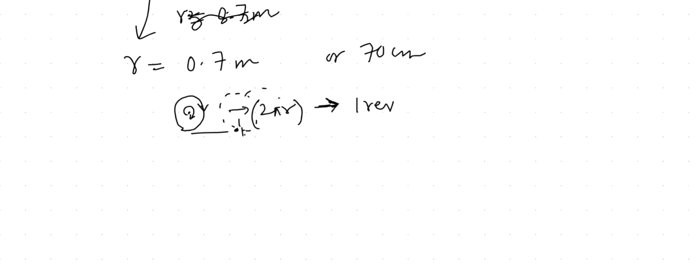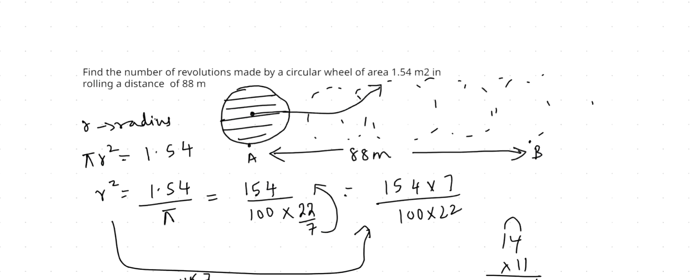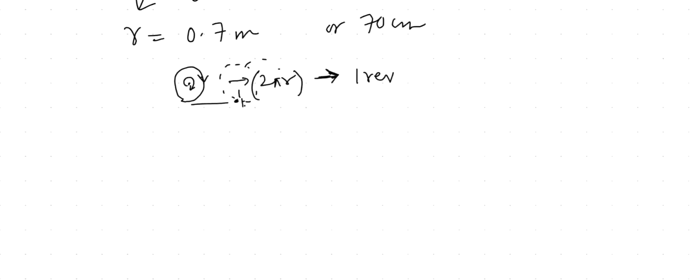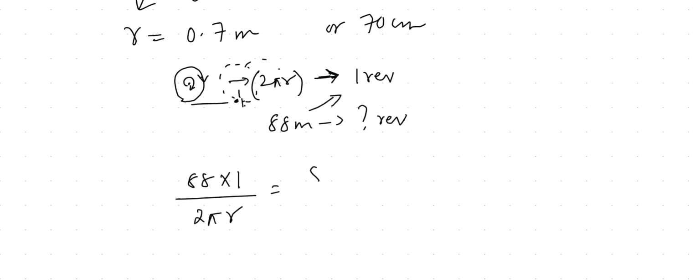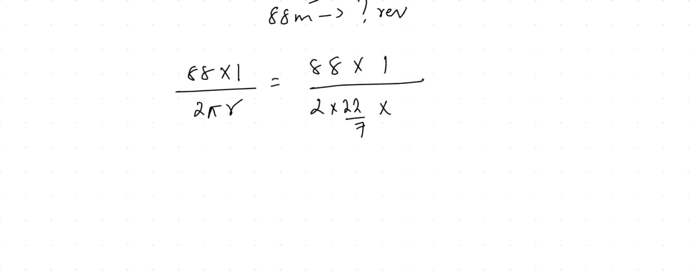But it's covered how much? 88 meters. So for 2 pi r, it is one revolution. For 88 meters, it is how many revolutions? So it will be 88 into 1 divided by 2 pi r. Same story, you have to substitute for pi: 88 into 1 divided by 2 into 22 upon 7 into, now that we know r, what is r now? It is 0.7 meters. And the distance is 88 meters, right?